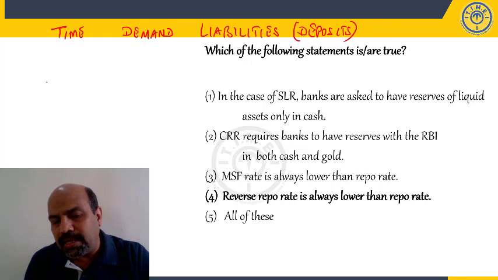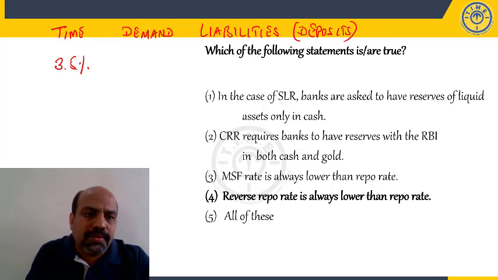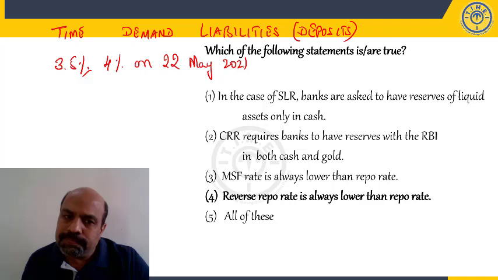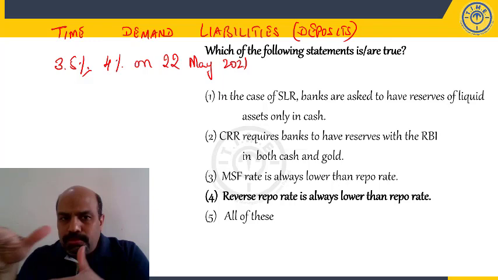The current CRR is 3.5%, which will be raised to 4% on 22nd May 2021, this year. So it's going to go up.